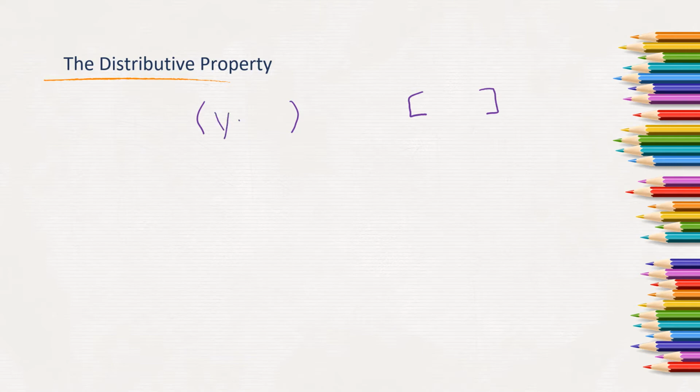So for example, you could have something that looks like this, or something that looks like this. And we want to use that distributive property to get rid of either the parentheses or brackets or any kind of grouping symbols that we see. So when we have a number like this 4 outside of our parentheses or brackets, we want to distribute that to both of the terms inside of the parentheses.